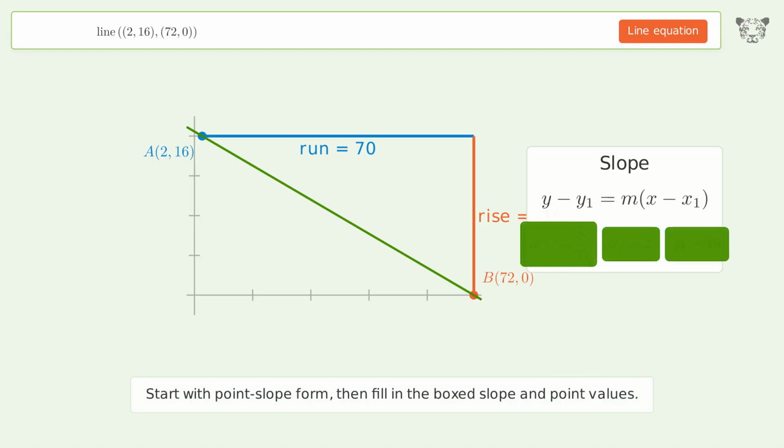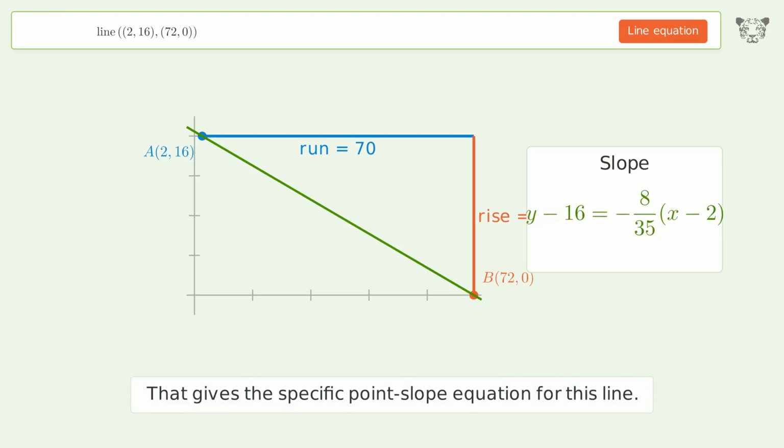Start with point slope form, y minus y1 equals m times x minus x1. Then fill in the boxed values. Slope is negative 8 over 35, x1 is 2, and y1 is 16. That gives the specific point slope equation for this line.